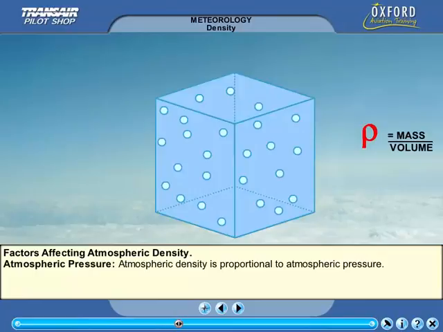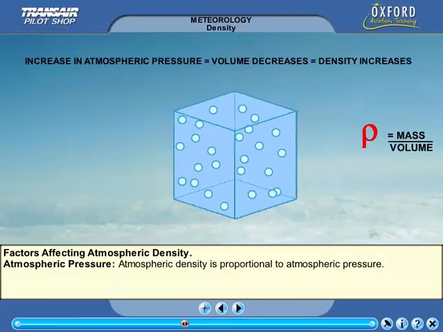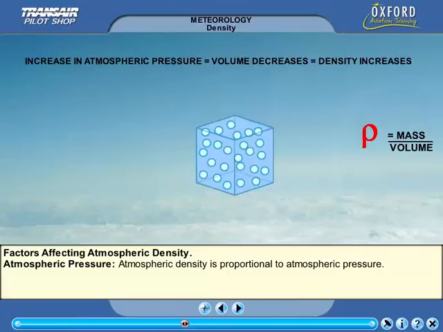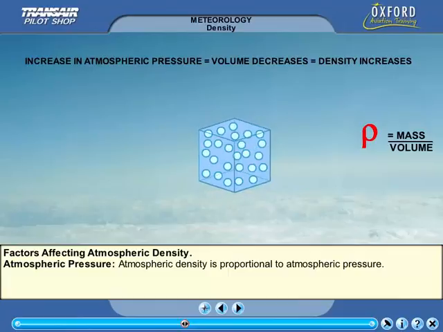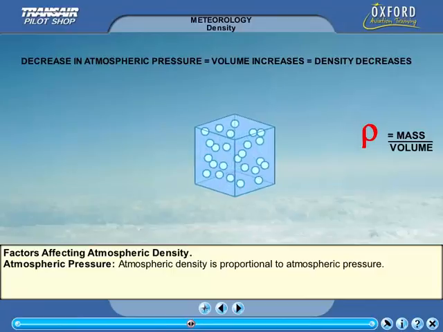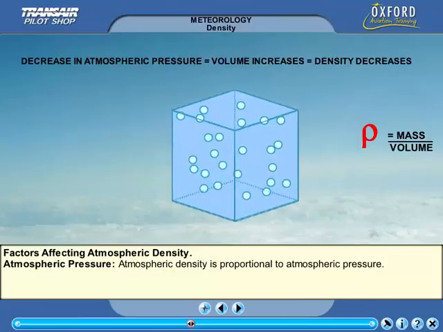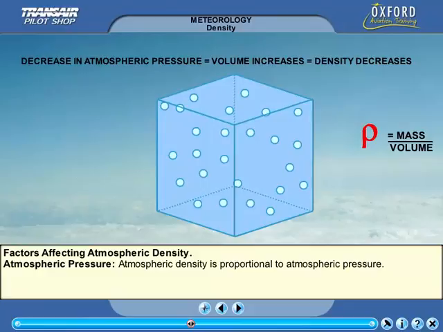Let's first look at how pressure can cause density to vary. Looking at the diagram, we can see a mass within a volume. As we increase the pressure surrounding the parcel of air, you can see that it gets compressed. This causes the density to increase. Conversely, if we reduce the surrounding pressure, the parcel will expand and the density will reduce. Physical experiments confirm that density is directly proportional to pressure.